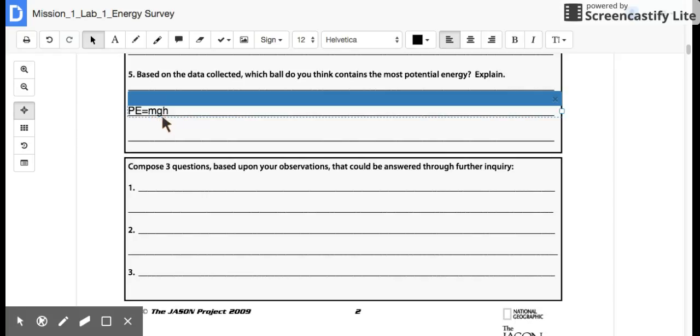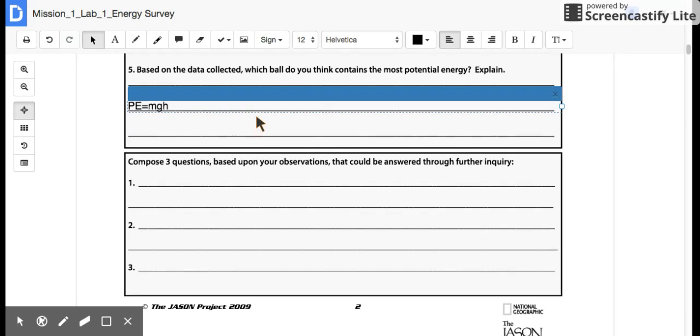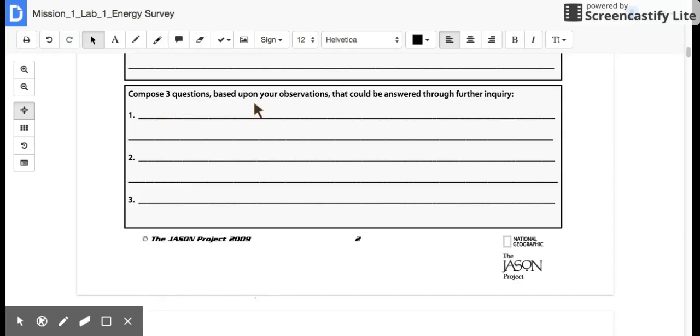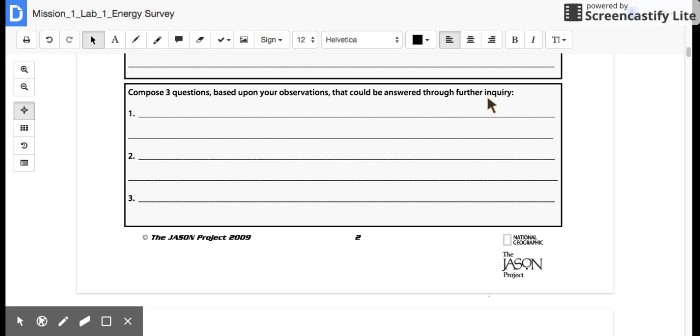So think mathematically what happens when you would multiply these 3 numbers together, which would give you the biggest potential energy. And then compose 3 questions based on your observations that could be answered through further inquiry. So be creative, come up with some neat things you could do here.